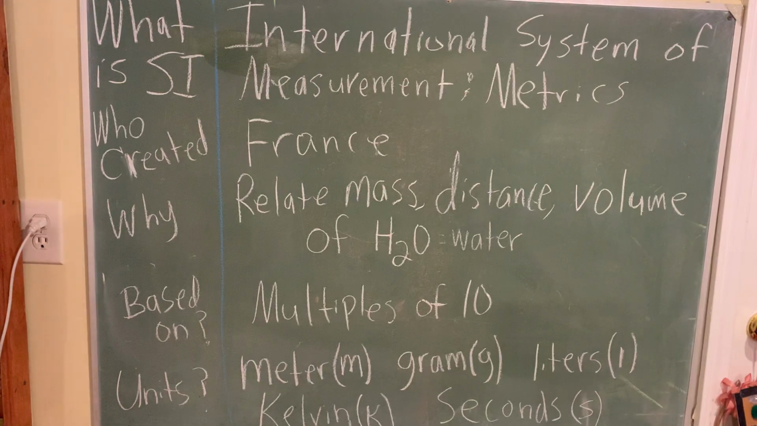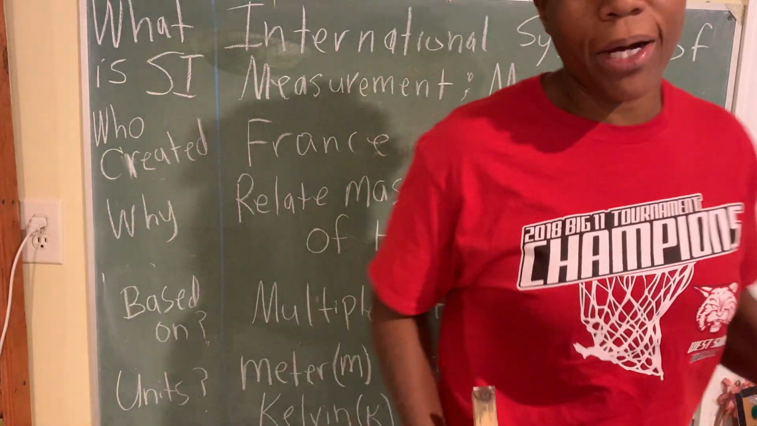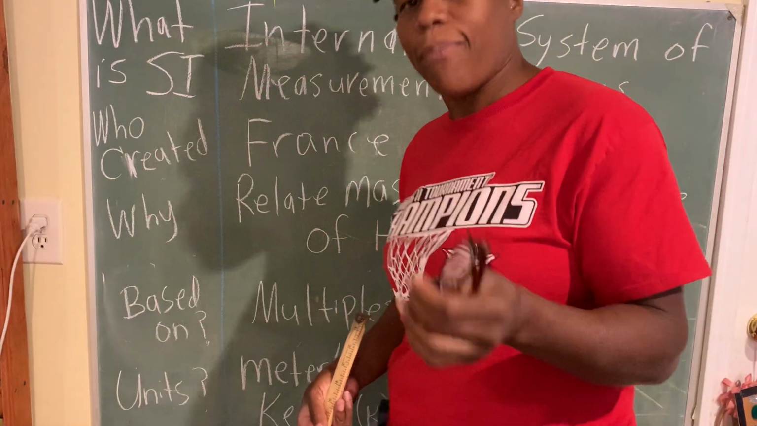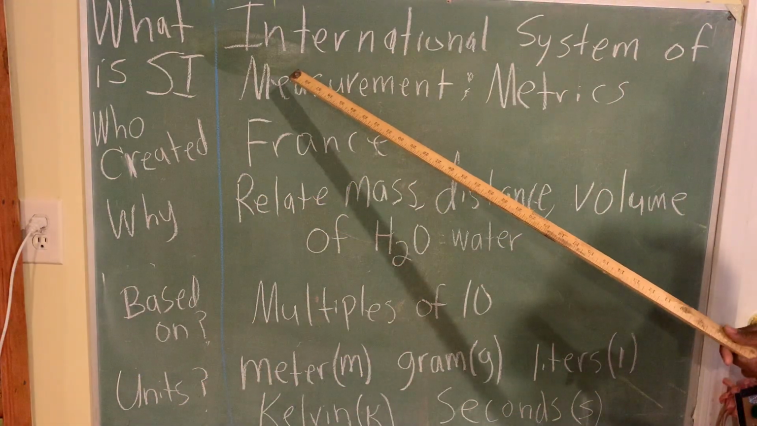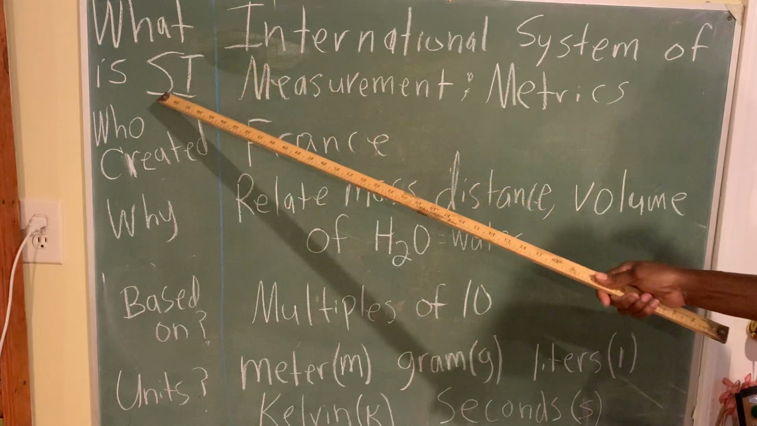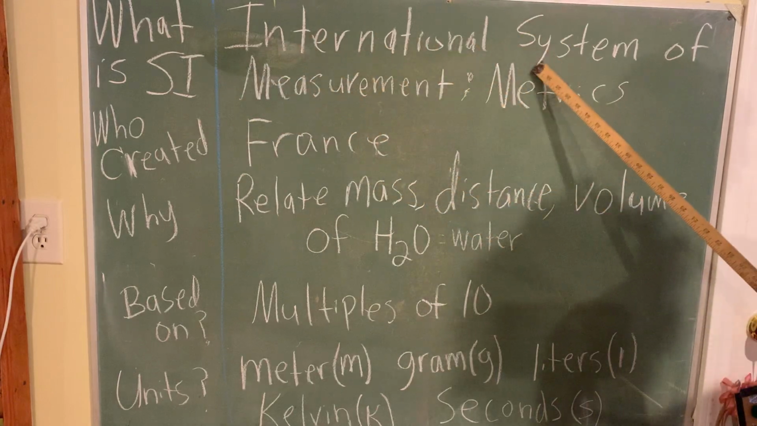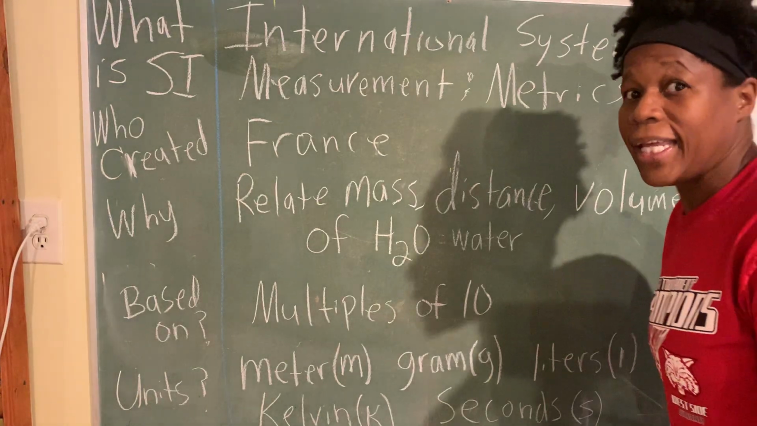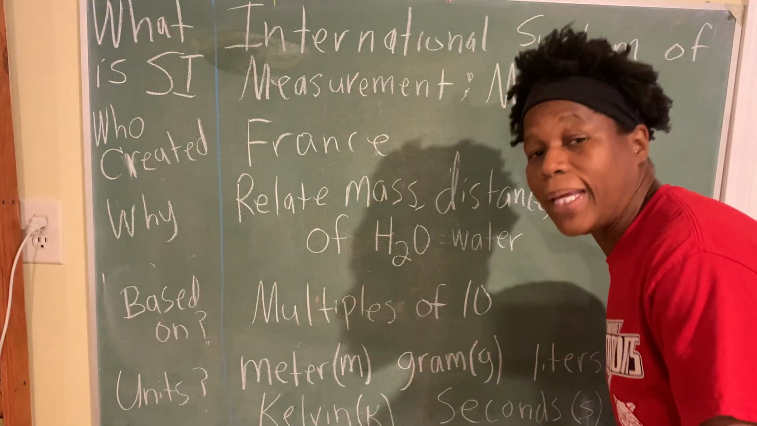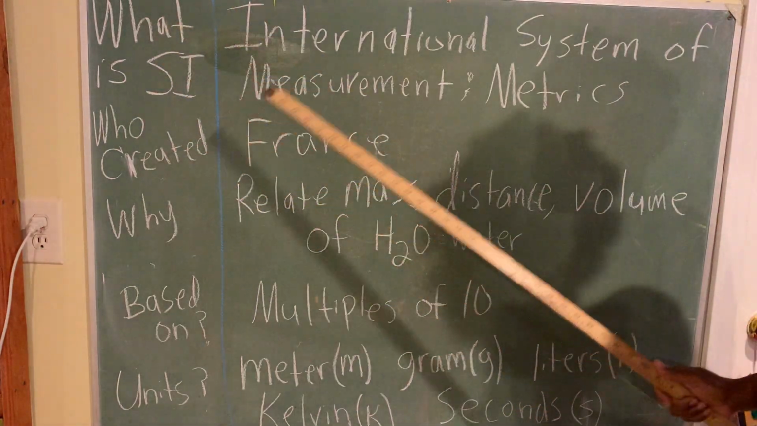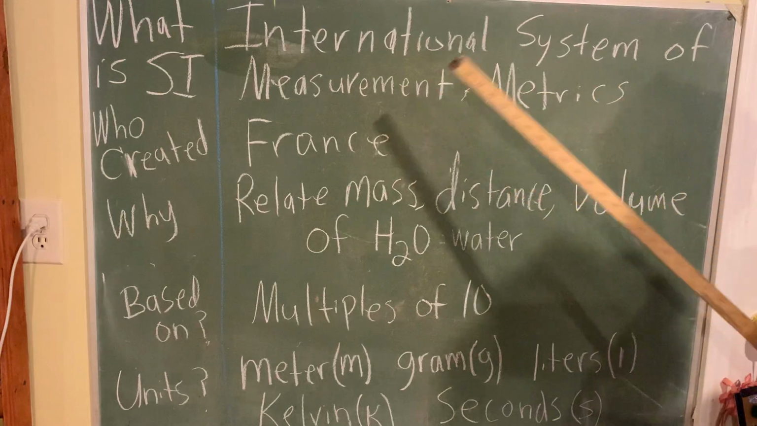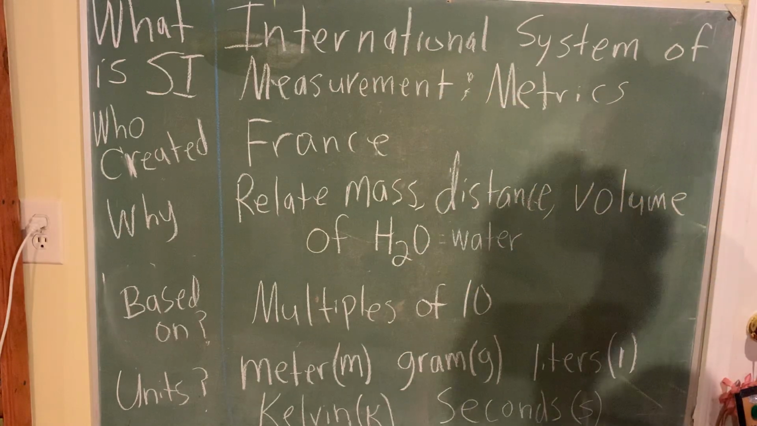Okay, so the first piece of note says, what is SI? When I say SI, we're talking about the International System of Measurement. It's called SI because if we had IS, it would be confused with the word "is," so they change it to SI, okay? So SI is the International System of Measurement, or we call it metrics, okay?